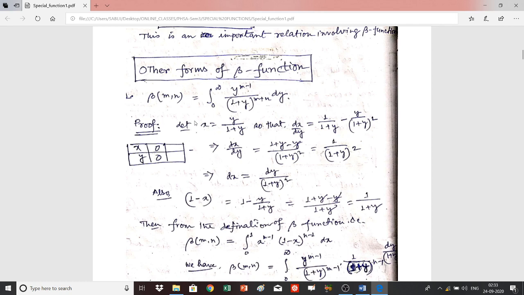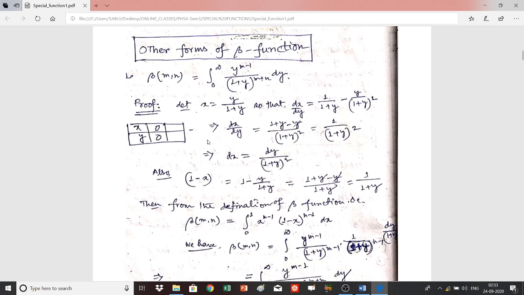To do this, we consider that x is equal to y by 1 plus y, so that dx by dy is equal to, first differentiate y, so 1 by 1 plus y, then differentiate this term taking y as constant, and this will give you (1 plus y) square with the negative sign. So dx by dy is equal to (1 plus y minus y) by (1 plus y) square, that is equal to 1 by (1 plus y) square. So from here dx is equal to dy by (1 plus y) square.